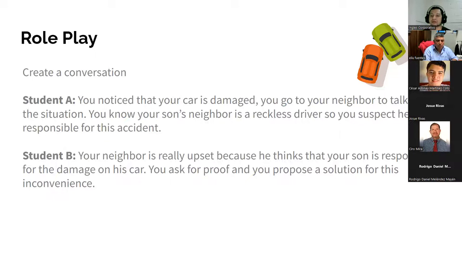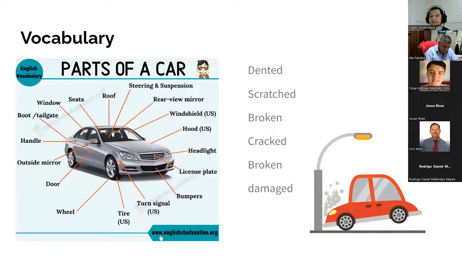So you are going to create a conversation. For example, hey, your son damaged my car, right? And you are going to use this vocabulary. The door is dented, or the windshield is cracked, or the bumper is cracked, or scratched. You can use different vocabulary. And then the other person will try to find a solution. They'll try to calm you down and find a resolution, okay?